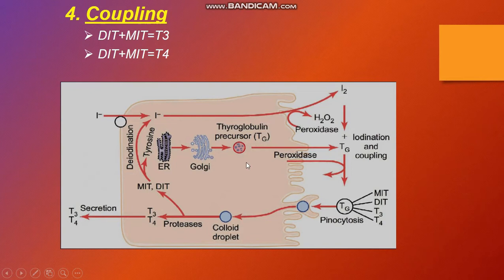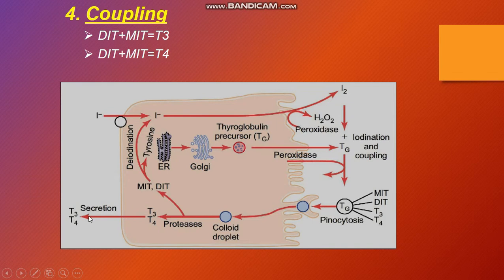Again, you're looking here. This is a cell. How the iodination and coupling takes place. This is how Golgi apparatus, endoplasmic reticulum, tyrosine is coming, MIT and DIT are formed, then the proteases, and how the T3 and T4 they are being secreted.